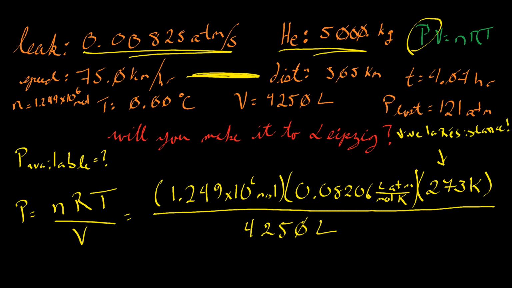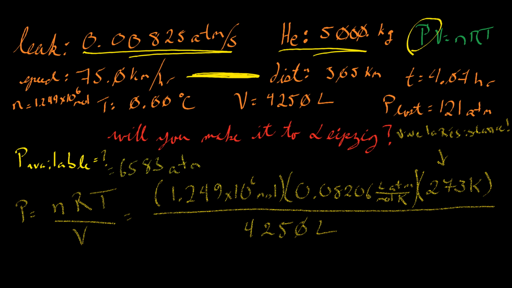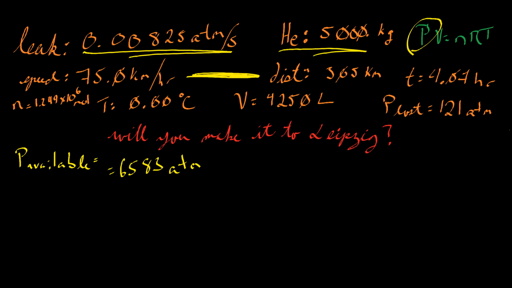Do not forget to convert. Okay, I give it to you in Celsius, but it needs to be in Kelvin. When it comes to temperature for this sort of thing, it needs to be in absolute terms, the absolute temperature, not temperature relative to the freezing point of water. And then you divide by 4,250 liters, that being the volume inside the dirigible. And that gives us a pressure of 6,583 atmospheres, which is a heck of a lot more than the 121 atmospheres that we're going to lose over the 4 hours and a bit that it's going to take to get to Leipzig.